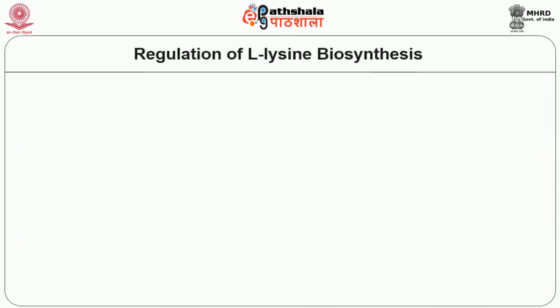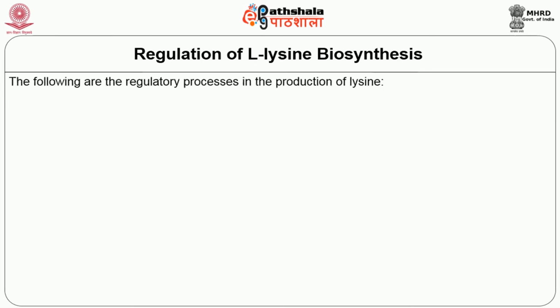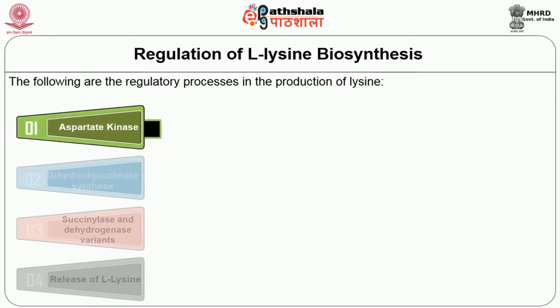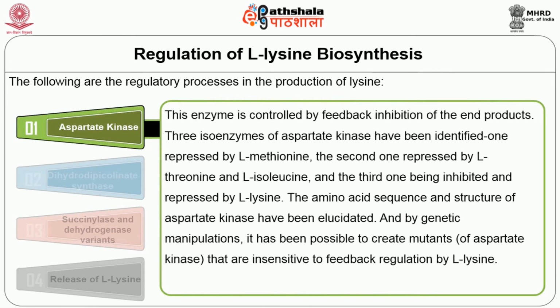Coming to the regulation of lysine biosynthesis, there are certain regulatory processes in the production of lysine. First important enzyme is the aspartate kinase. This enzyme is controlled by feedback inhibition of the end products. 3 isoenzymes of aspartate kinase have been identified, one repressed by L-methionine, the second by L-threonine and L-isoleucine, and the third one being inhibited and repressed by L-lysine. The amino acid sequence and structure of aspartate kinase have been elucidated, and by genetic manipulations, it has been possible to create mutants that are insensitive to feedback regulation by L-lysine.